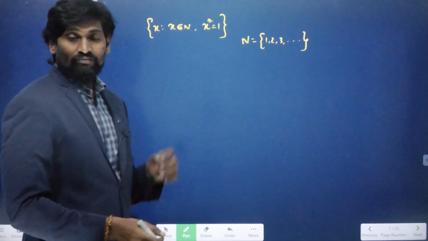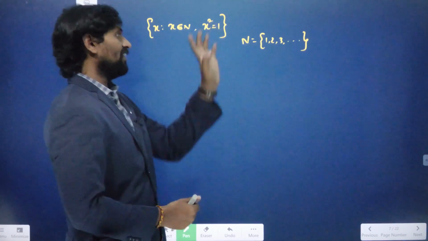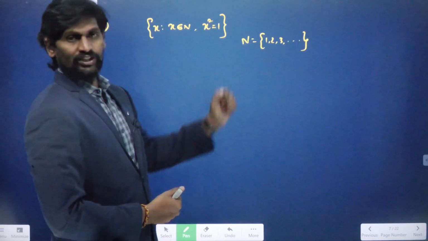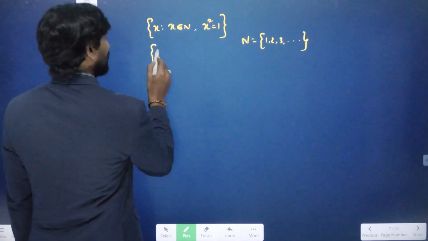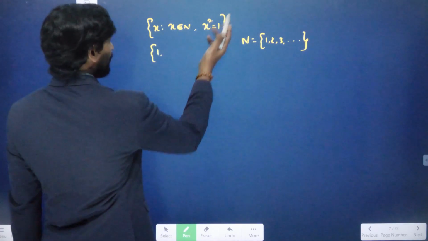Okay? But here one more condition is given: the x squared value should be 1. Now let us take the first one. In the place of x, take 1. 1 squared is 1. Yes, we got 1. 2 squared is 4.